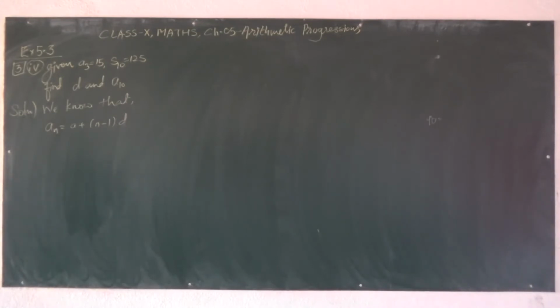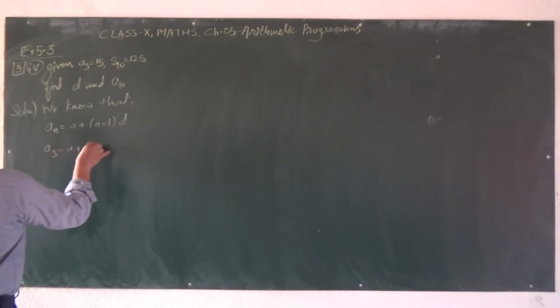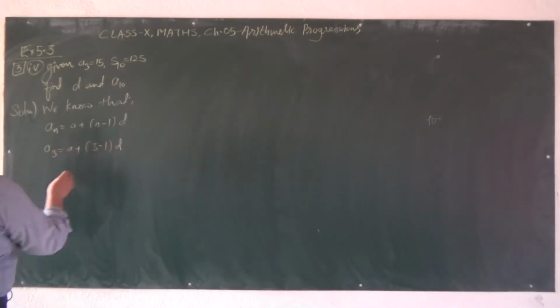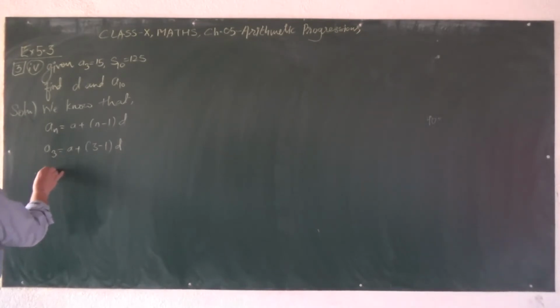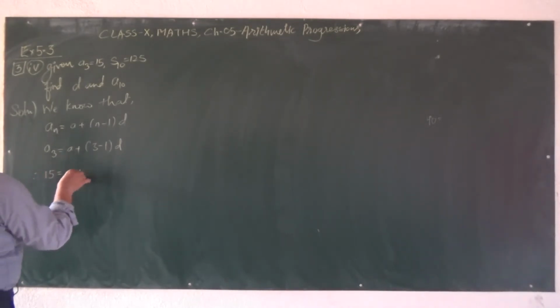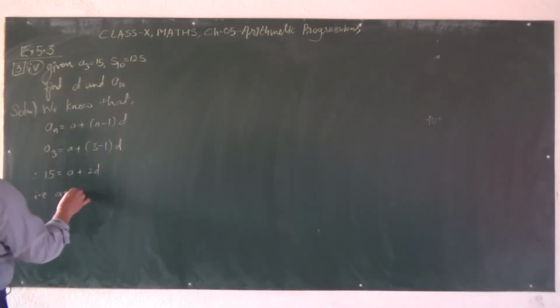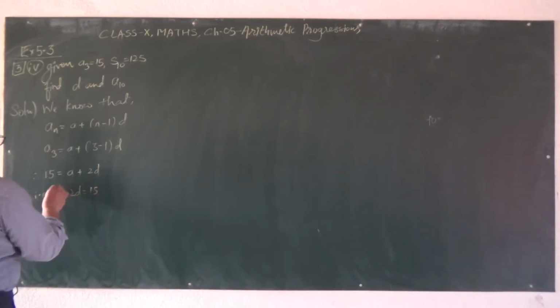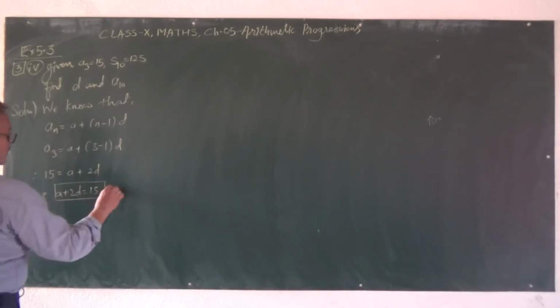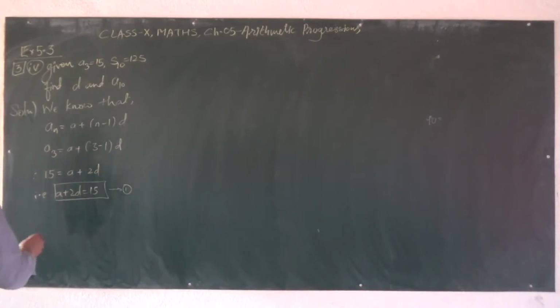Okay. So the third term we know, I will write A3 here. A3 equals A plus 3 minus 1 into D. So therefore A3 is 15, that is A plus 2D is 15. You call this equation 1.